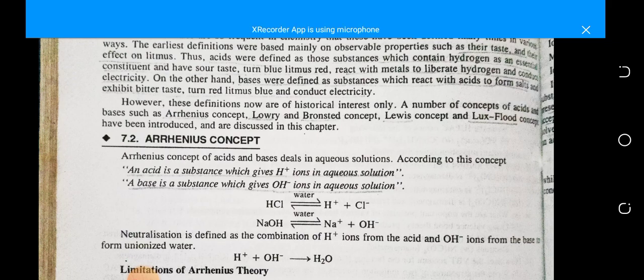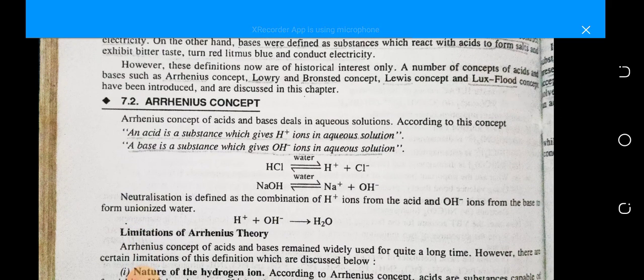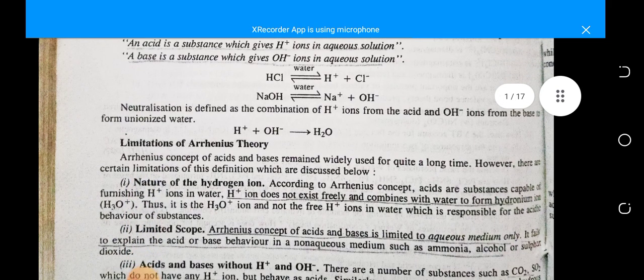7.2 Arrhenius concept. Arrhenius concept of acid and bases deals in aqueous solutions. According to this concept, an acid is a substance which gives H+ ion in aqueous solution. A base is a substance which gives OH- ions in aqueous solution. HCl in aqueous solution gives H+ and Cl-. Neutralization is defined as the combination of H+ ion from the acid and OH- ions from the base to form unionized water.